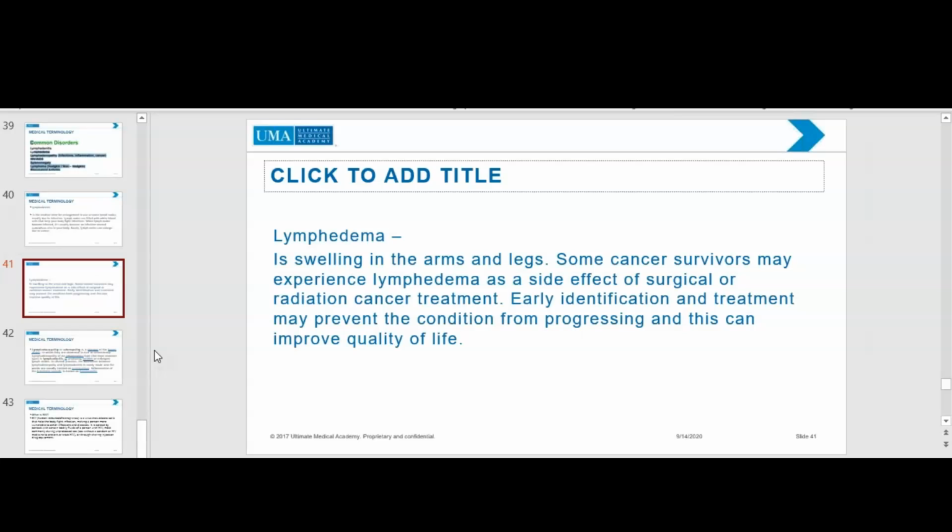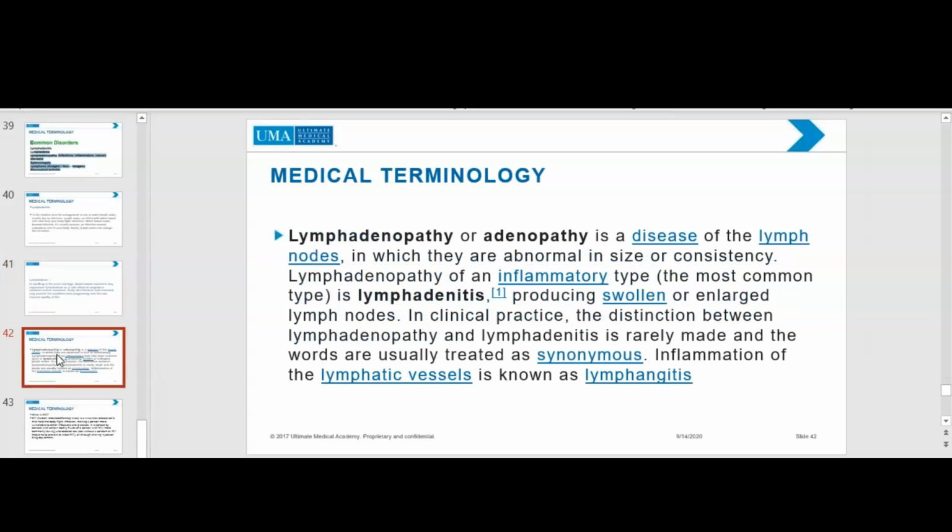Lymphedema. It's swelling in the arms and legs. Some cancer survivors may experience lymphedema as a side effect of surgical or radiological services to treat the cancer. Early identification and treatment may prevent the condition from progressing, and this can improve the quality of the patient's life.